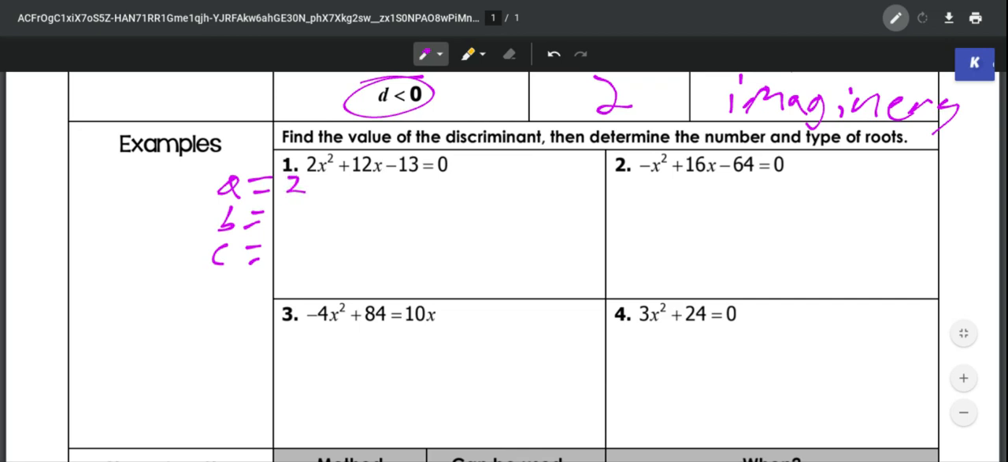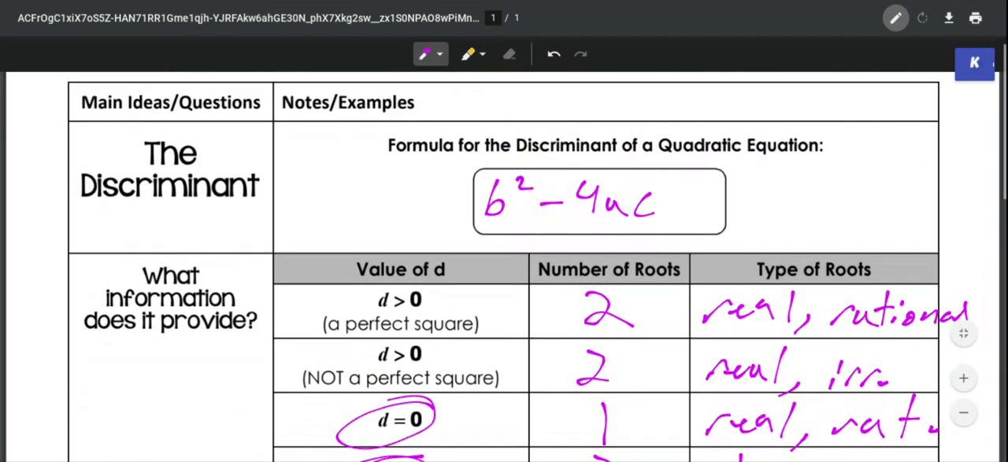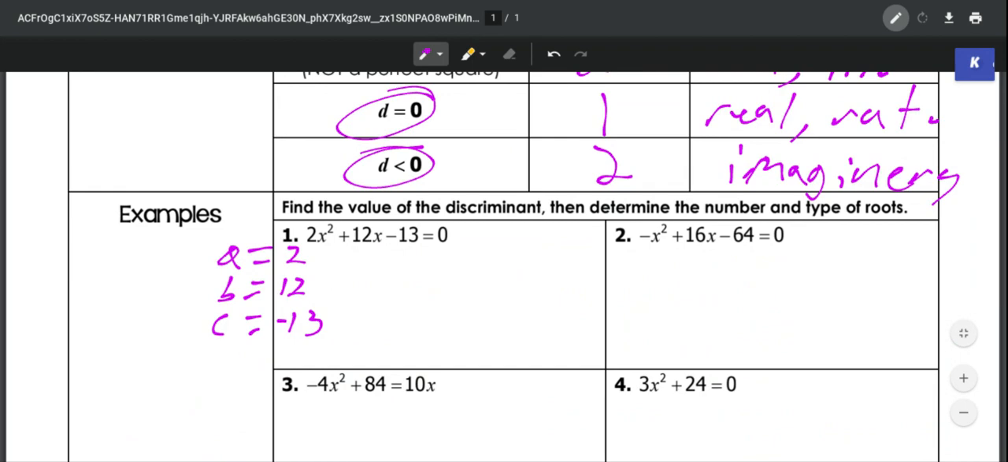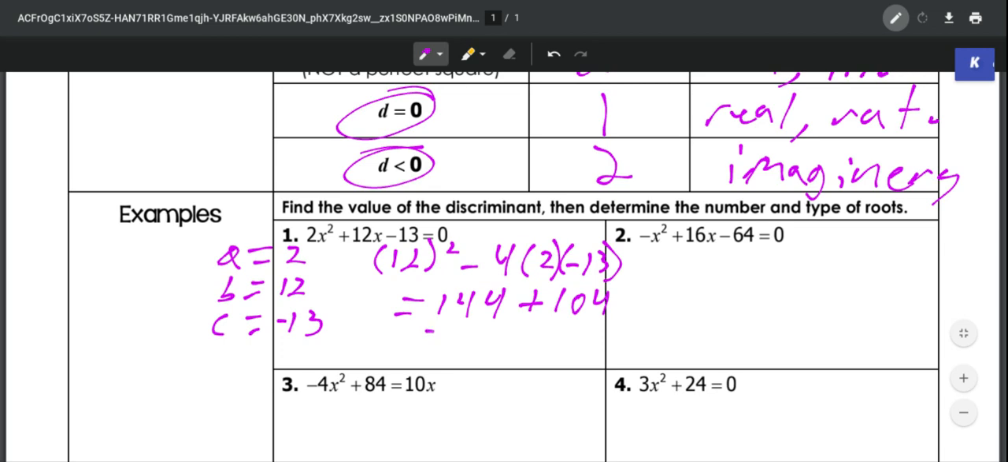A is going to be 2, B is going to be 12, and C is going to be negative 13. Then you use this formula, B squared minus 4AC. That will give you your discriminant. B squared is 12 squared, minus 4AC, which will be 2 times negative 13, which gives us 144 plus 104. That's going to equal 248. So that is your discriminant.